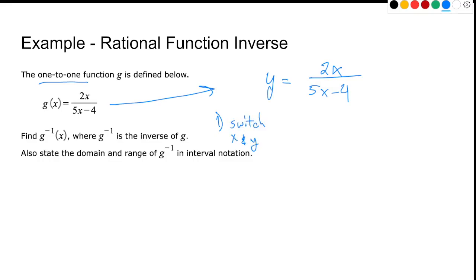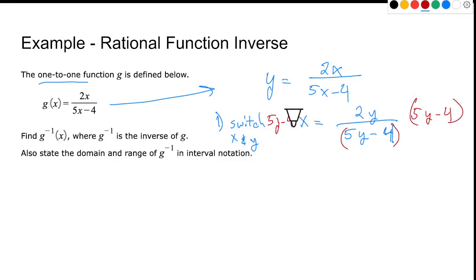X and y. And so we're going to rewrite this as x equals, notice we're going to end up with two y values, right? 2y over 5y minus 4. And this is where the difficulty comes in, is we're going to solve it and we're going to have just y equals. So we're going to have to do some factoring and some moving things around, but we'll be okay. So first thing is to get rid of the fraction. We'll multiply by the denominator on both sides, 5y minus 4 and 5y minus 4.